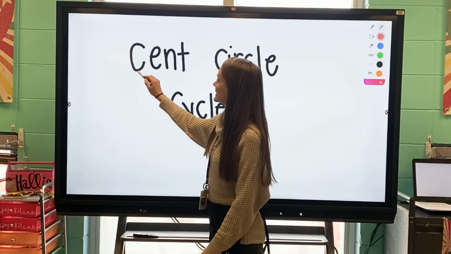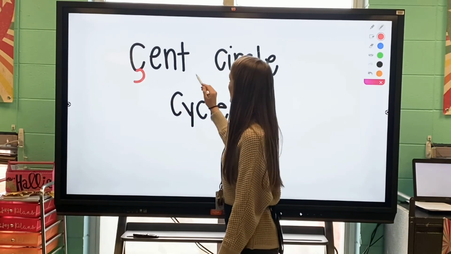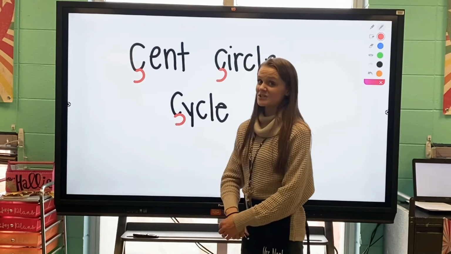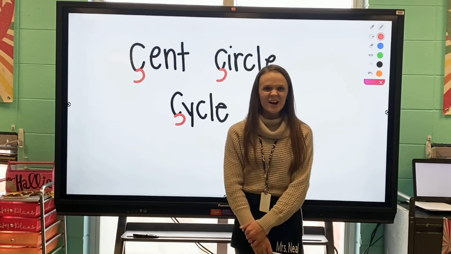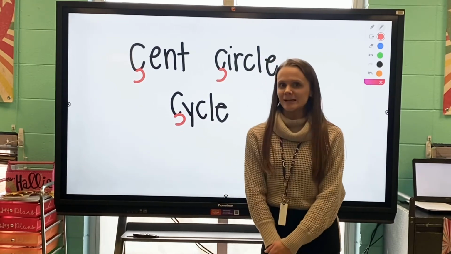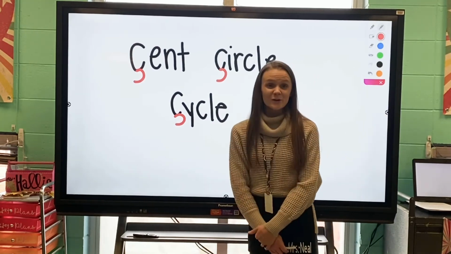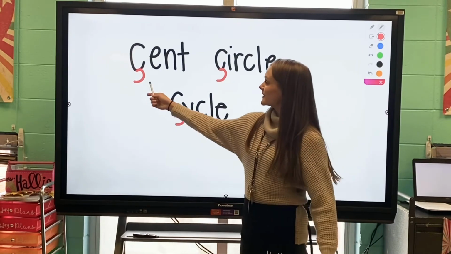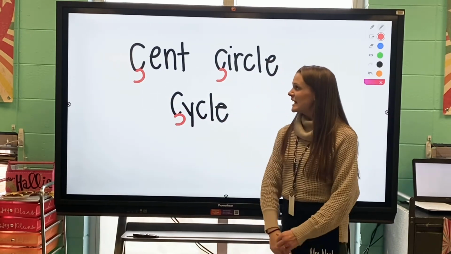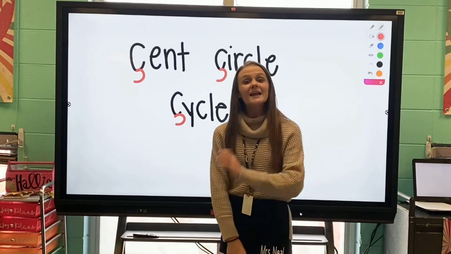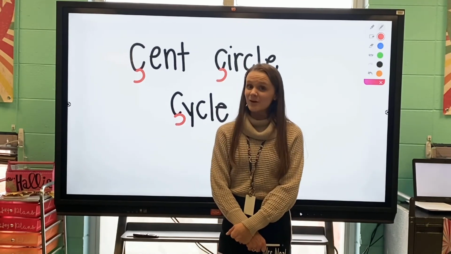We draw a little curve, go in the opposite direction underneath our magic C. And I like to call this a magic C because it can make two different sounds. So we code our soft C by putting a little curve underneath our C. It sort of makes it look like an S, so we can remember it's making the S sound.